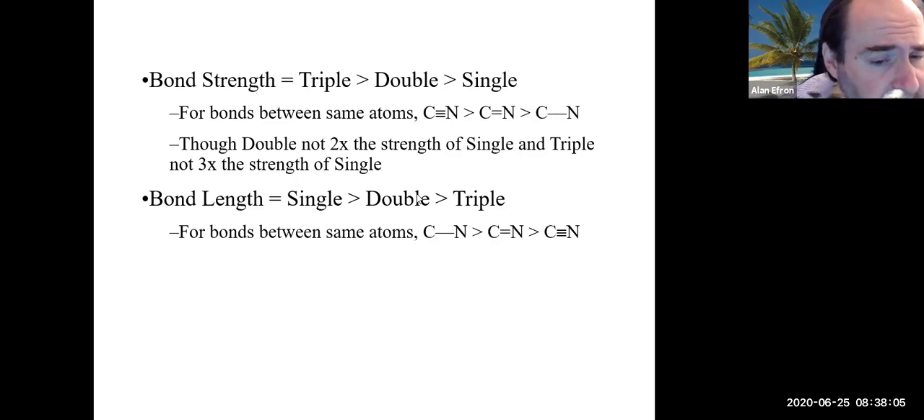Bond strength is not like, for example, a double bond being twice as strong as a single bond, or a triple bond being three times as strong. But that's just the general trend that occurs.